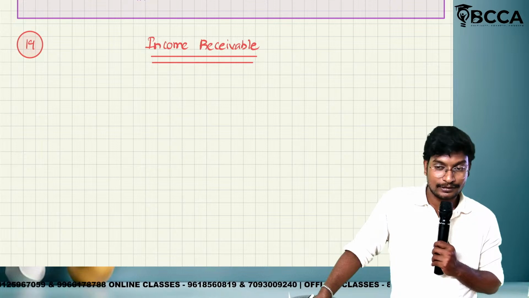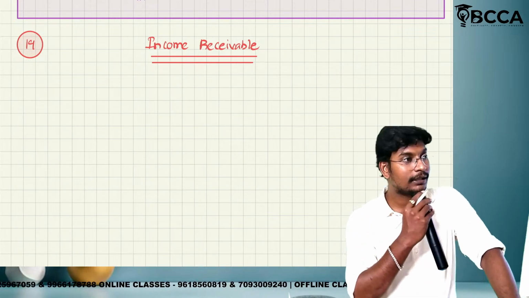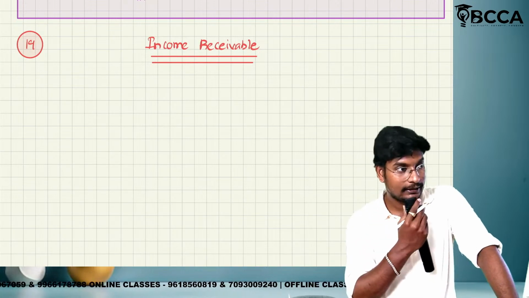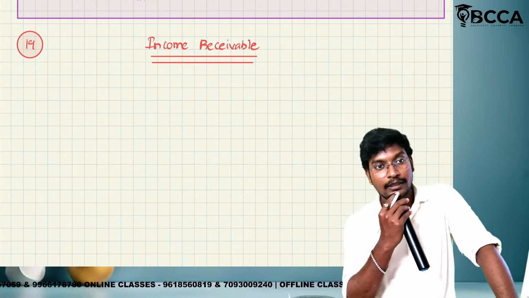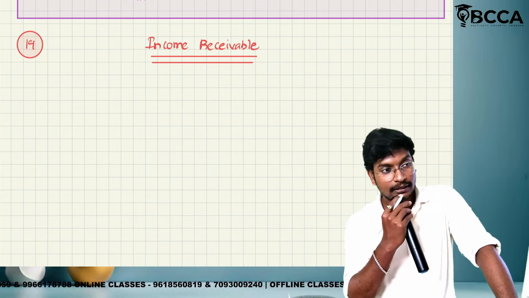Receivable. That means, the income related to the current year, we have not received during the current year. The income related to the current year, have we received it or not? We have not received it during the current year.